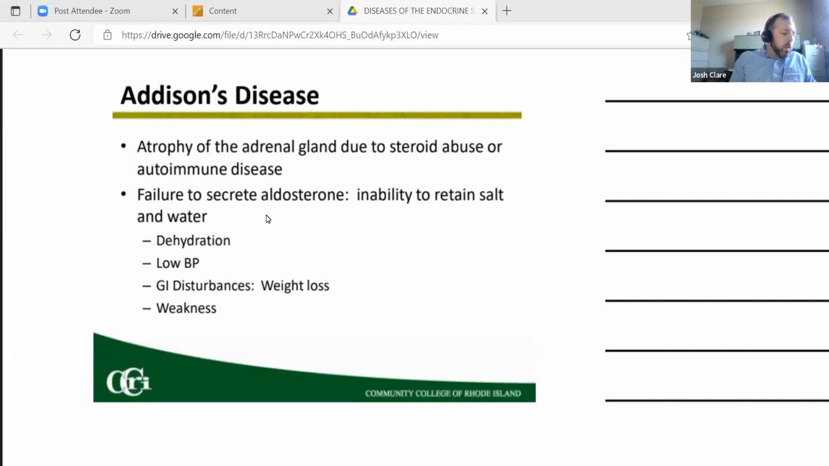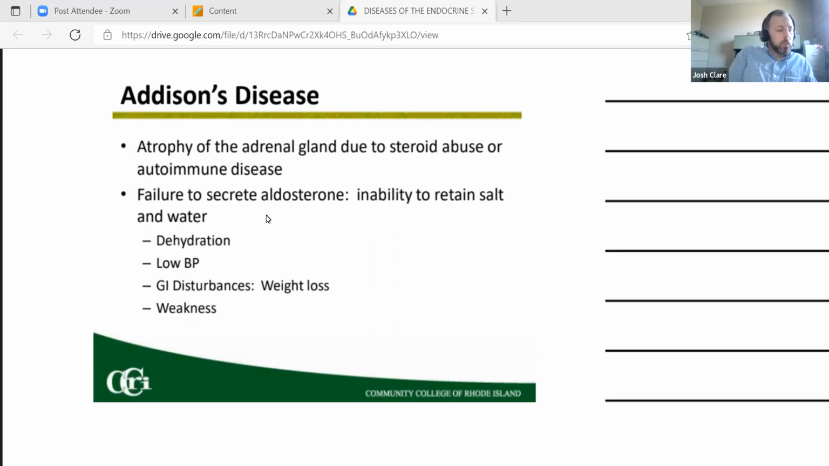Lack of cortisol, aldosterone, and androgens. This causes an inability to retain salts and water, leading to dehydration, low blood pressure, syncope, or fainting. GI disturbances like cramping and diarrhea lead to more weight loss and fatigue and weakness. Increased pigmentation in the non-sun exposed area. And there is danger for people with Addison's disease to develop other conditions such as infection or trauma. These can increase Addison's symptoms, causing major dehydration and lead to shock and death.